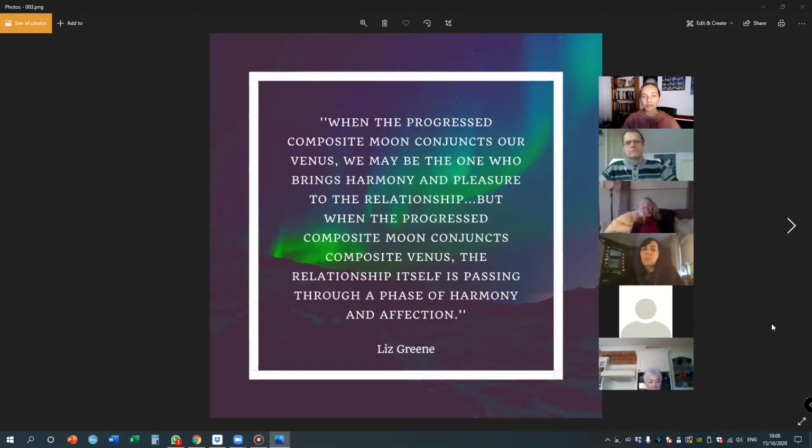Okay, the example is a little different. When the progressed composite moon is conjunct our Venus, meaning our birth Venus, we may be the one who brings harmony and pleasure to the relationship. But when the progressed composite moon is conjunct the composite Venus, that's a different thing. We have a composite Venus as well. So if the composite moon comes to the Venus, then the relationship itself is passing through a phase of harmony and affection. That's just a way of distinguishing the effect of the composite on the natal from the effect of the composite on itself.